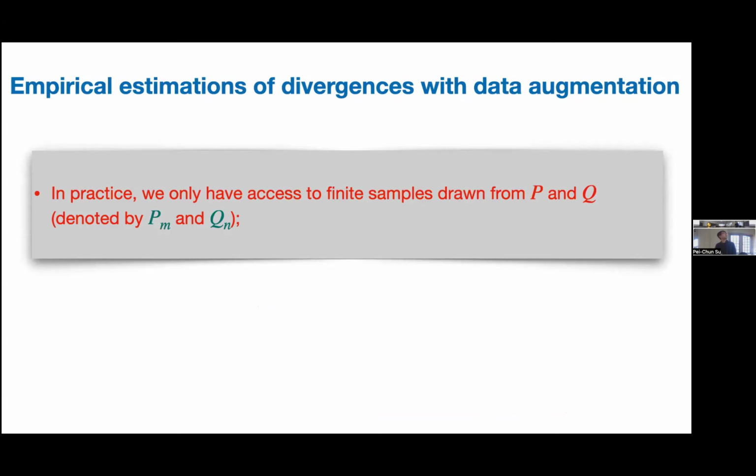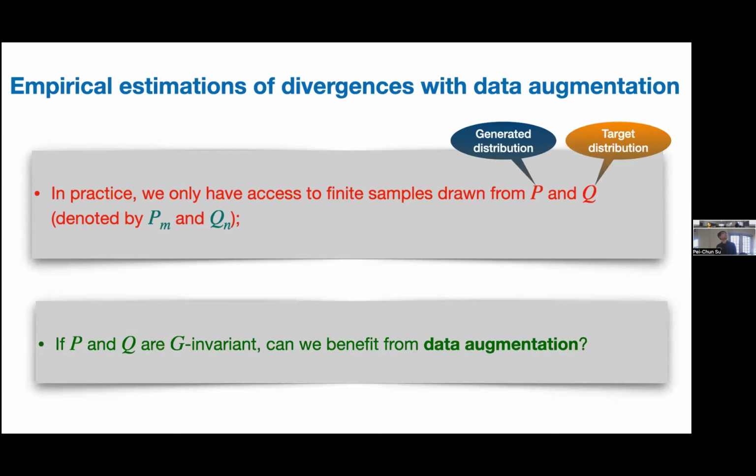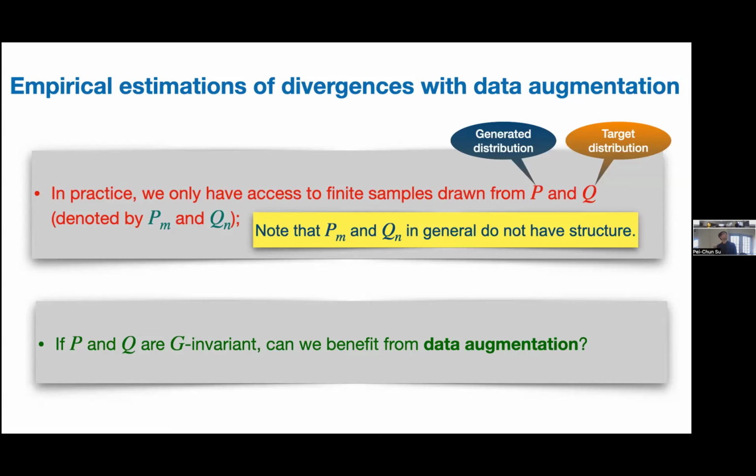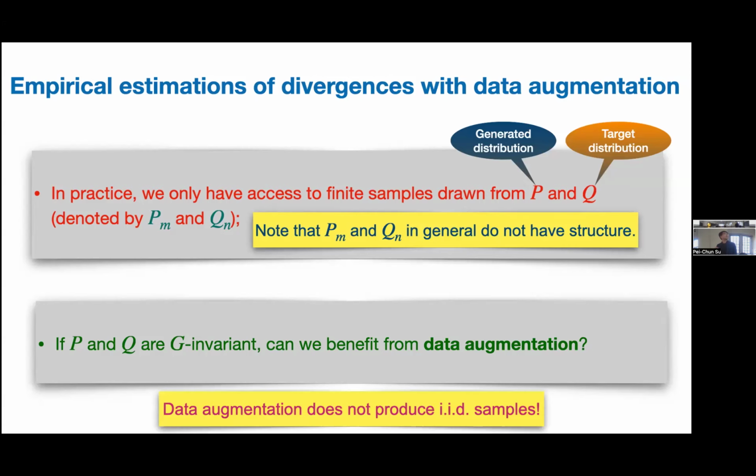Okay, so in practice, we only have access to finite samples that are drawn from P and Q. In particular, you can view P as the generated distribution and Q as the target distribution, where you have M samples from P and M samples from Q. And suppose both P and Q are G invariant with respect to some group. So we want to ask, can we really benefit from doing data augmentation? One thing to note is that even though P and Q are both G invariant, their finite samples are not, right? And also recall data augmentation does not produce IID samples.